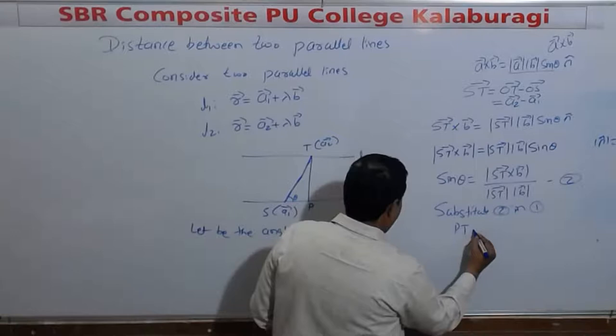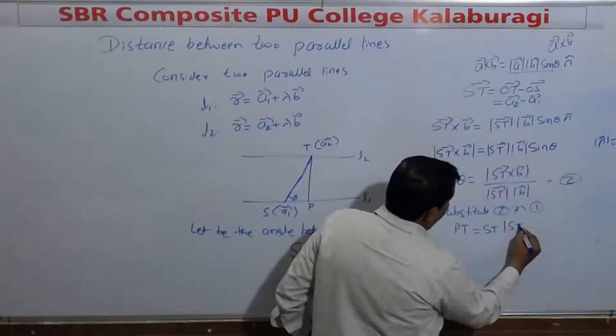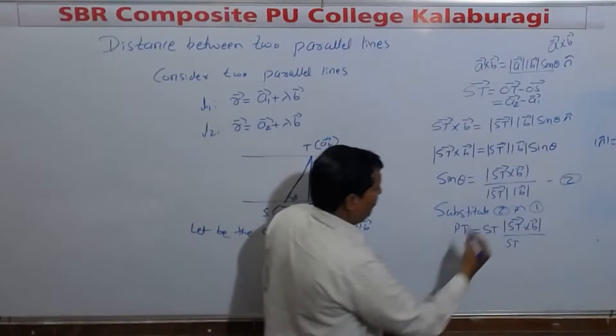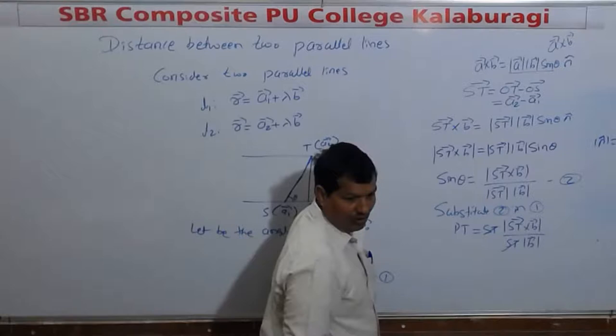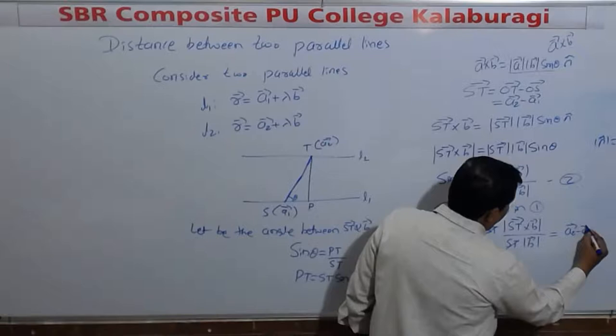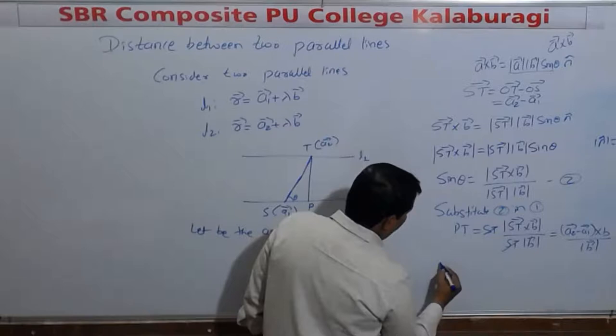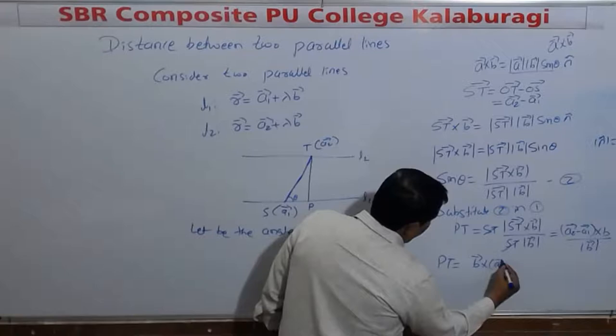PT equals SP sin theta. Sin theta can be written as mod of SP cross B by magnitude of ST, with the ST length taken as it is, and mod of B as it is. This and this get cancelled. This is equal to ST, that is A2 minus A1, cross B by mod of B. This is the answer. But PT should always be positive, that is why I want to make PT equal to B cross A2 minus A1 by mod of B.